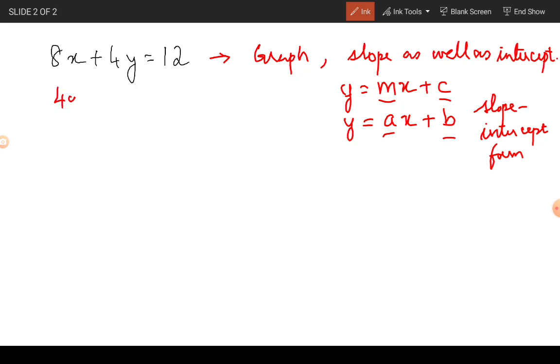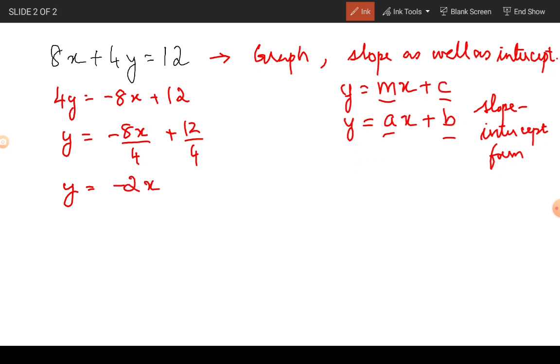I am leaving 4y here. I take minus 8x to the right-hand side, so it is minus 8x plus 12, and y will be minus 8x plus 12, whole divided by 4. So I'm just going to write it as this. So y is equal to minus 2x plus 3.